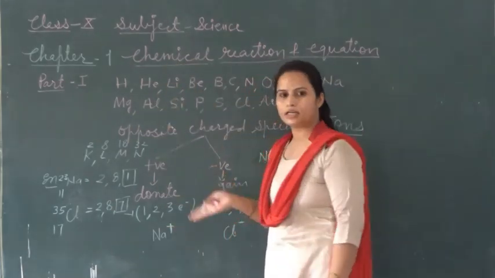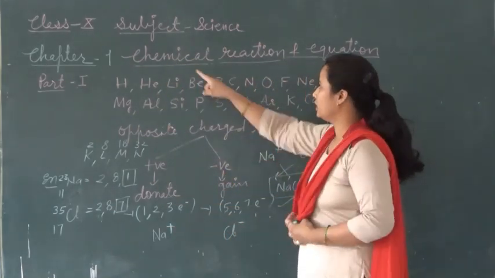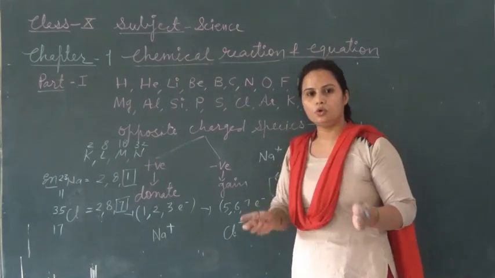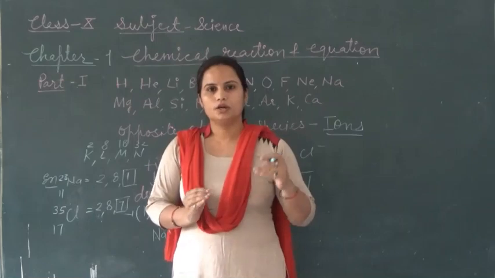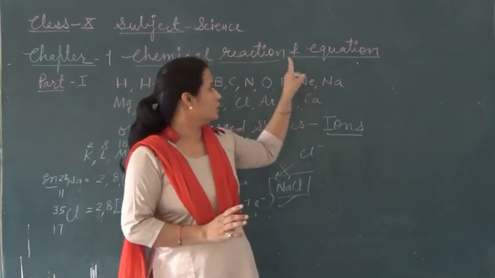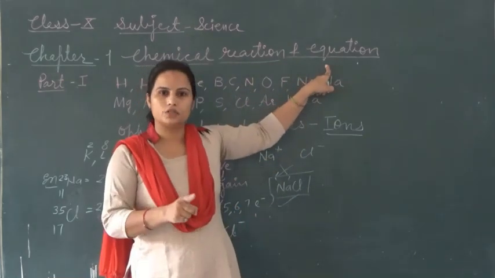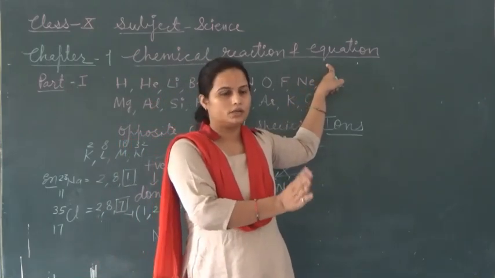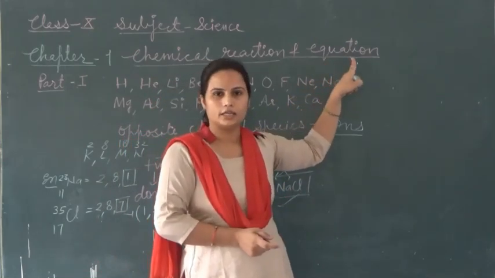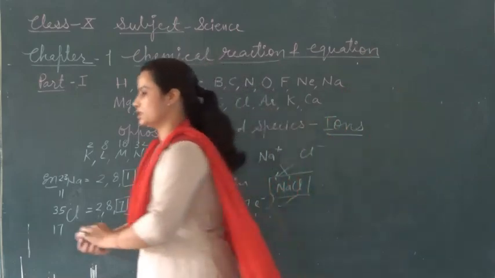So there are several examples. I told you that a chemical reaction means two or more chemicals react with each other and form a new compound, and that is called a chemical equation. When chemicals react with each other and form a new product, that is called a chemical equation. I told you such an example.